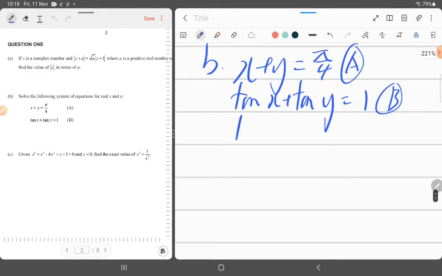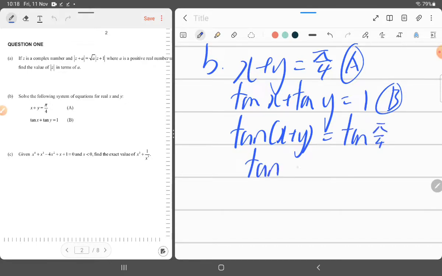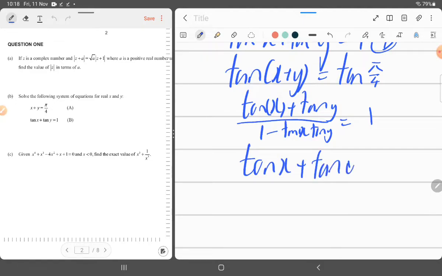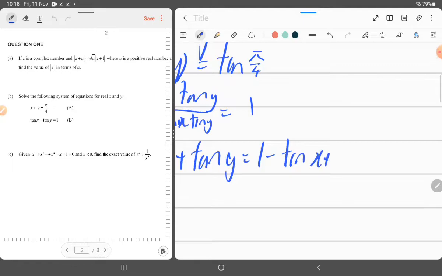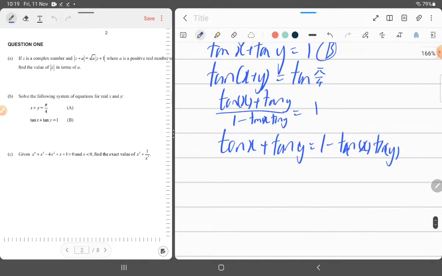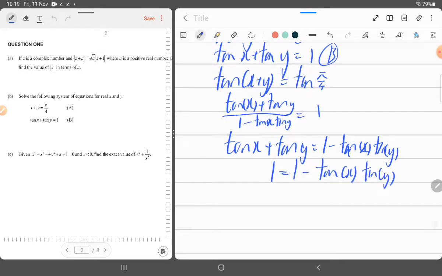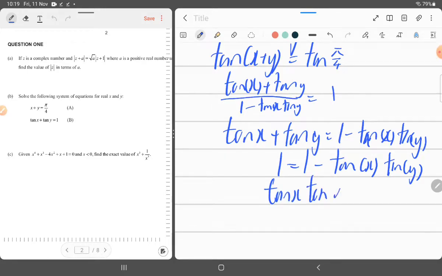So for a, we plug into both tan of pi over 4. So tan of x plus y can be expanded into tan x plus tan y over 1 minus tan x tan y, and tan of pi over 4 is literally just 1. So tan x plus tan y is equal to 1 minus tan x tan y. Then tan x plus tan y is literally just 1, so 1 is equal to 1 minus tan x tan y. So tan x tan y is equal to 0.